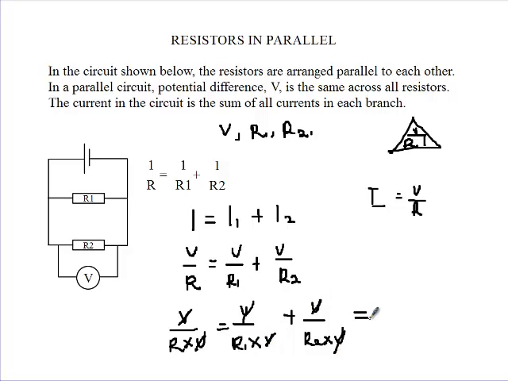Now what we are going to be left with is 1 over R is equal to 1 over R1 plus 1 over R2. Now this is the formula for finding the resistance in resistors that are arranged parallel to one another.